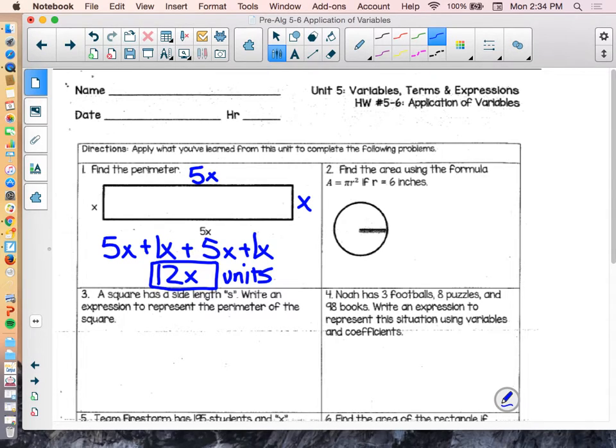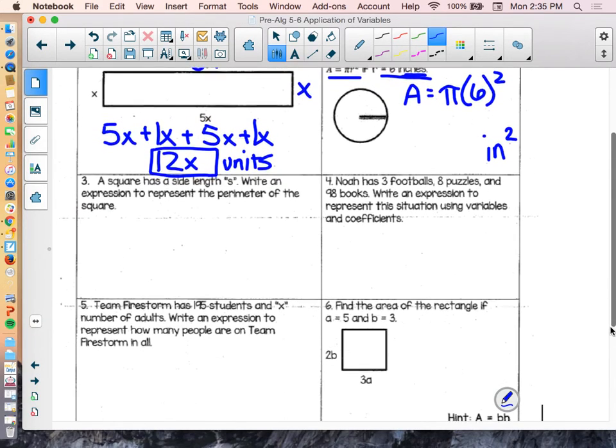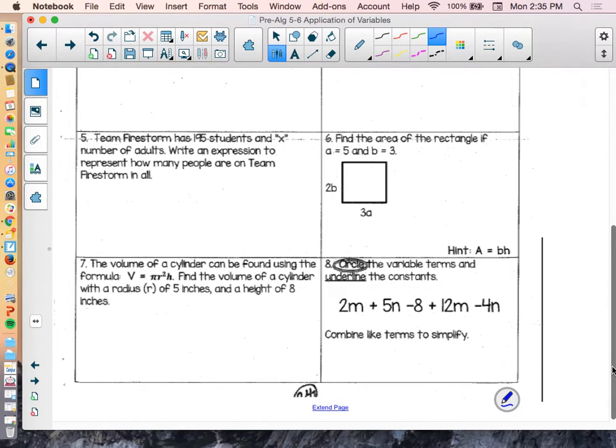Number 2, find the area using the formula. So in this one, it tells you what R is. So this is evaluating. This is where we've learned to evaluate. Please, whenever you're doing these problems, show your work and make sure that you write out your answer. Also, if it gives you a unit, you need to use it. So remember that it would be inches squared in your answer. I'm not going to give you all of these answers, but please go through and make sure that all of your answers have units when there are units to give.